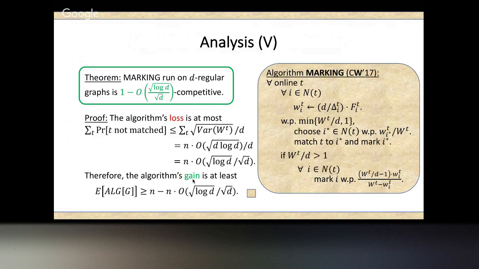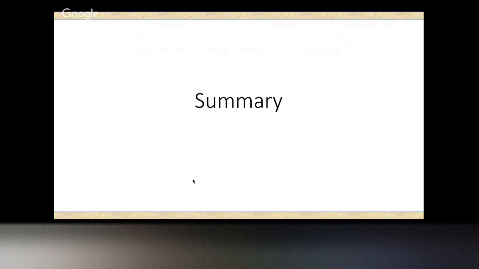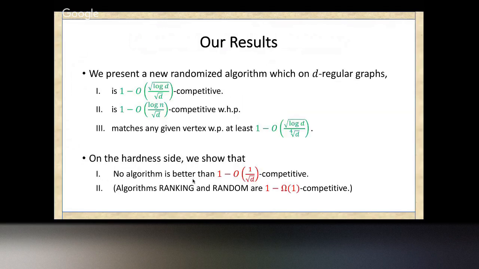All right, so we ended up with a little more calculation towards the end than really what everyone was happy with after lunch. So let me just leave you with a summary slide of our results. As I said, we have an algorithm that's 1 minus order square root log d over square root of d competitive, showing that the problem of online matching in regular graphs, even in the adversarial model, becomes easier as d increases for randomized algorithms, whereas for deterministic algorithms it becomes harder.